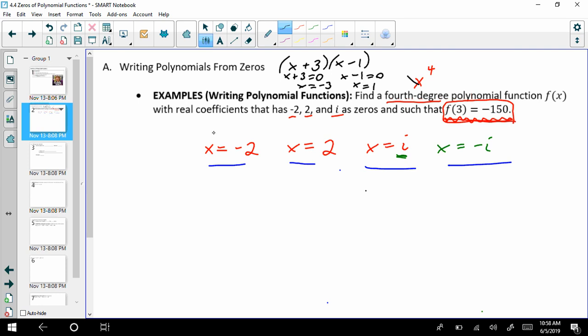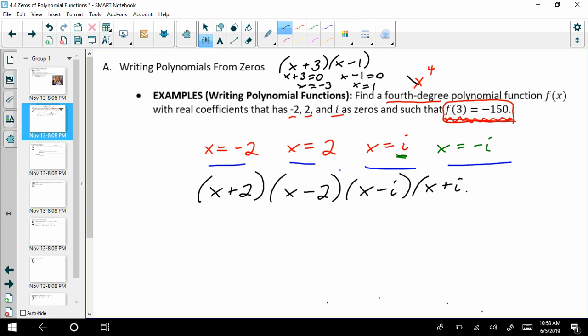So if I got x equals -2, can you agree that that came from x plus 2? If I set x plus 2 equal to 0 and solved, I would get x equals -2. So then the next one should have come from x minus 2. The next one should have come from x minus i. And the last one should have come from x plus i. I'm going in reverse. And technically, this is going to be equal to f of x.